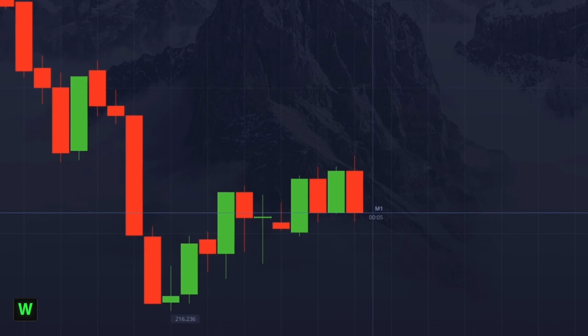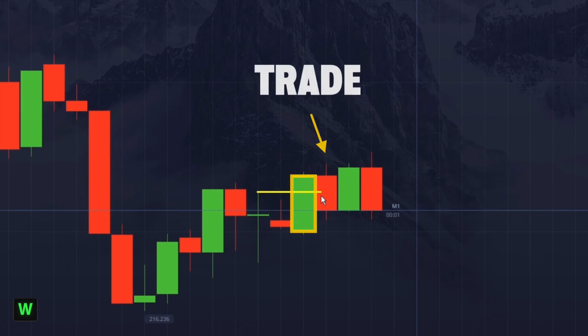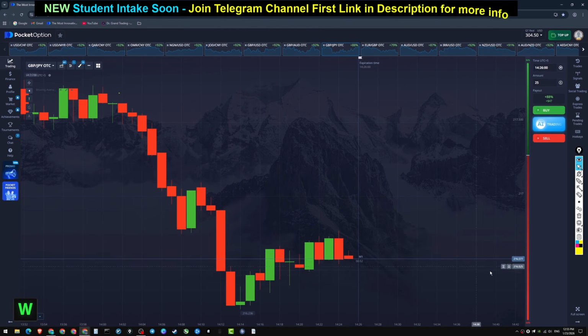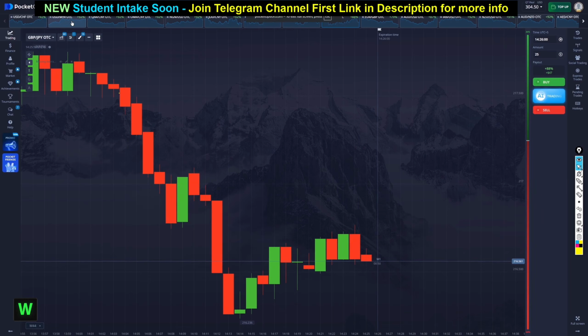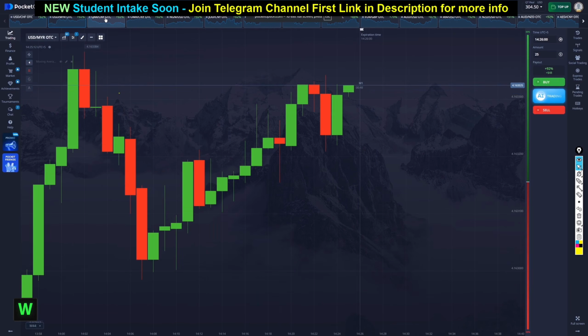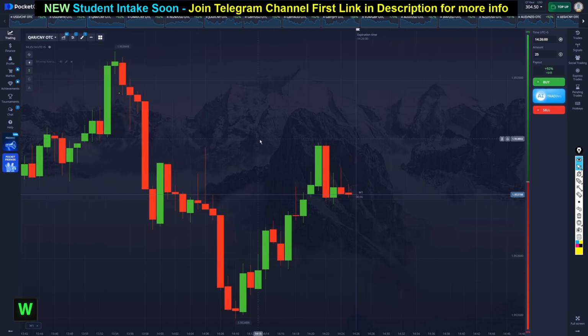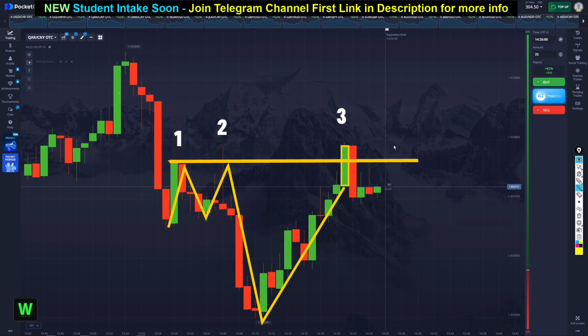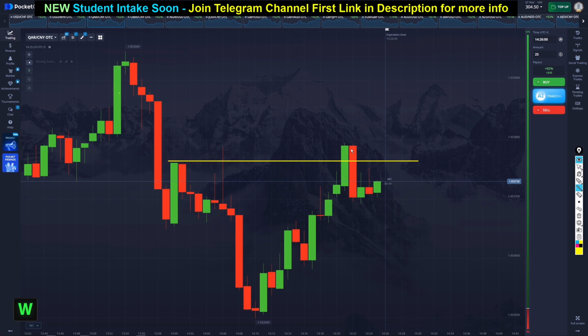Unfortunately, I forgot to push the record button. I already took one trade on this one, this doji break, but I wasn't recording. So I'm starting this session right now, and I will try to grow as much as I can on this one. See the third touch, beautiful breakout.